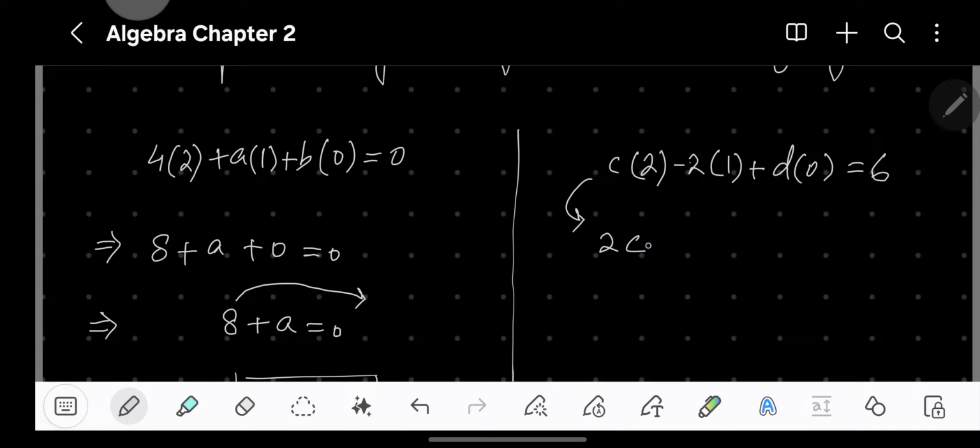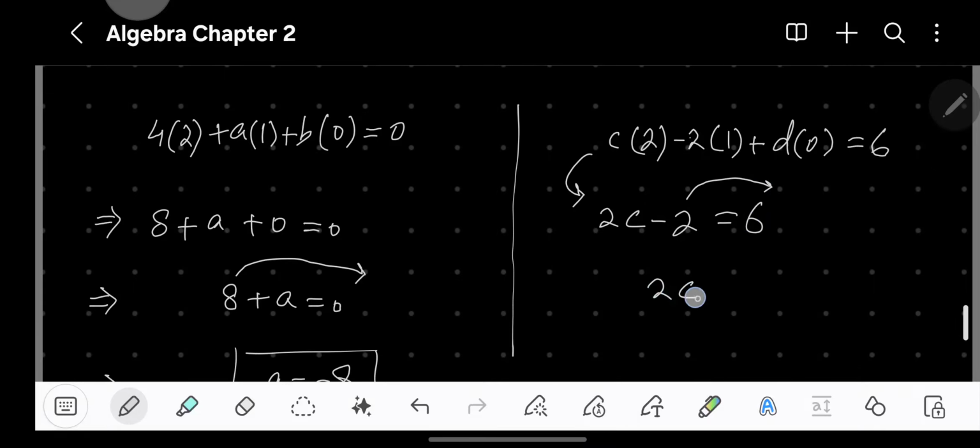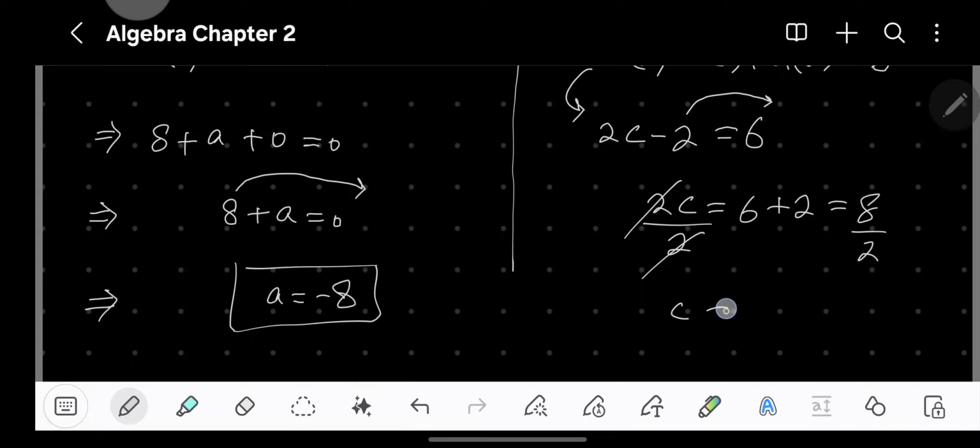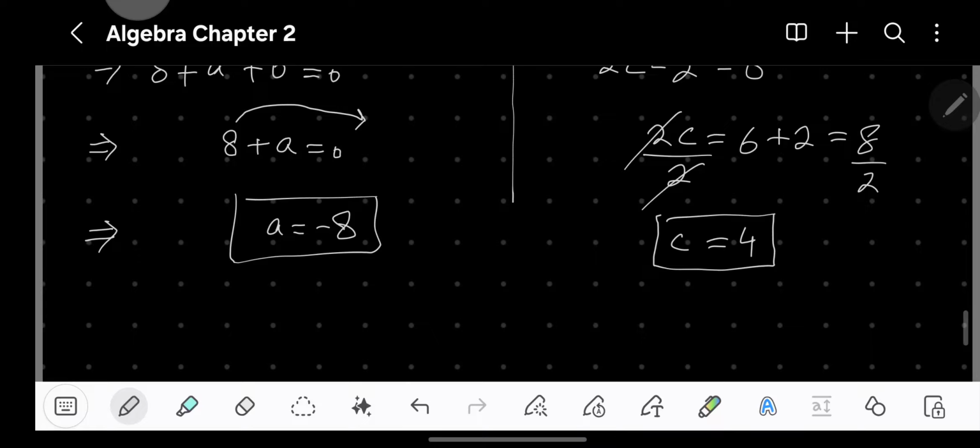I will get 2 times c minus 2 plus 0. So I will write this is equal to 6. If I take this 2 here, I will get 2 times c is equal to 6 plus 2, which is 8. Now I have to divide both sides by 2. So if I divide both sides by 2, this 2 will be cancelled. What will I get? c is equal to 8 by 2, which is 4. So I have got the values of a and c.